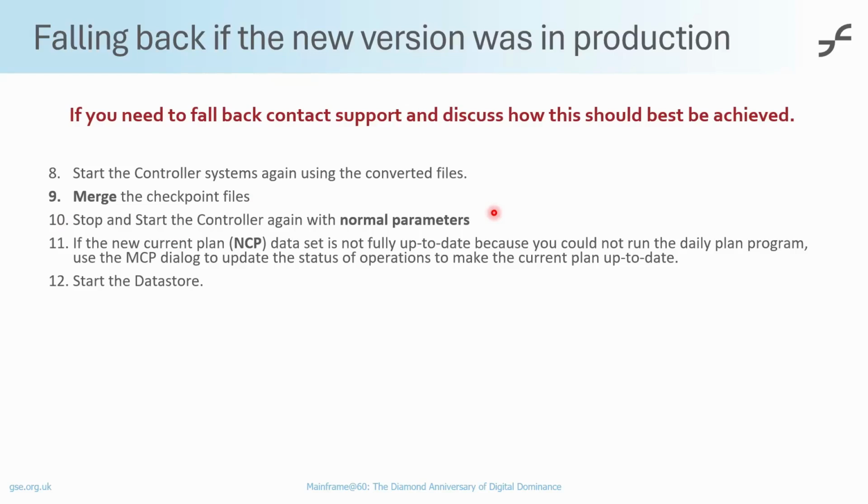If your new current plan is not fully updated compared to what you had before, you can use the MCP dialog to update the status of the operations that had been completed in the meantime. So once you perform this manual update of the current plan, this can be considered as the last step of your fallback, and then you can start the data store if you use it. So this concludes the fallback procedure.